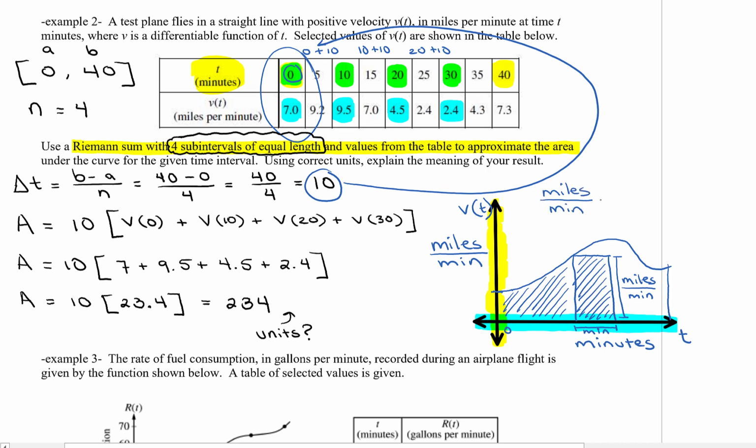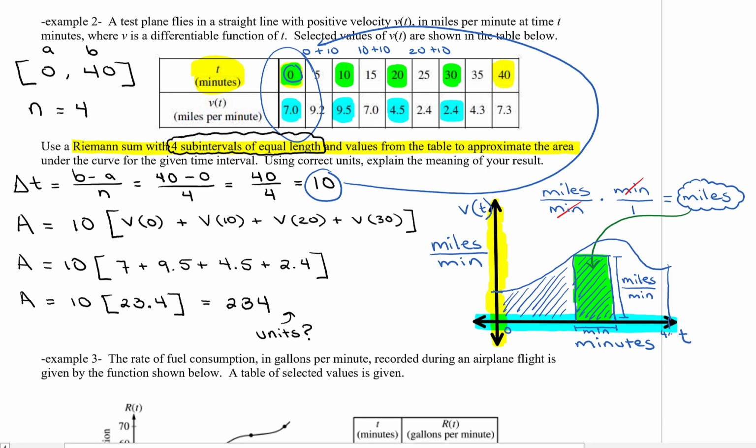So miles over minute times minute over 1. The minutes would cross cancel, and my product would just be miles. So the units, I'm drawing a cloud around the miles, and my units for this answer are going to be in miles. I'm going to highlight in green the rectangle, and I'm going to point the miles to the green rectangle that I highlighted in green here. That's what the units are.